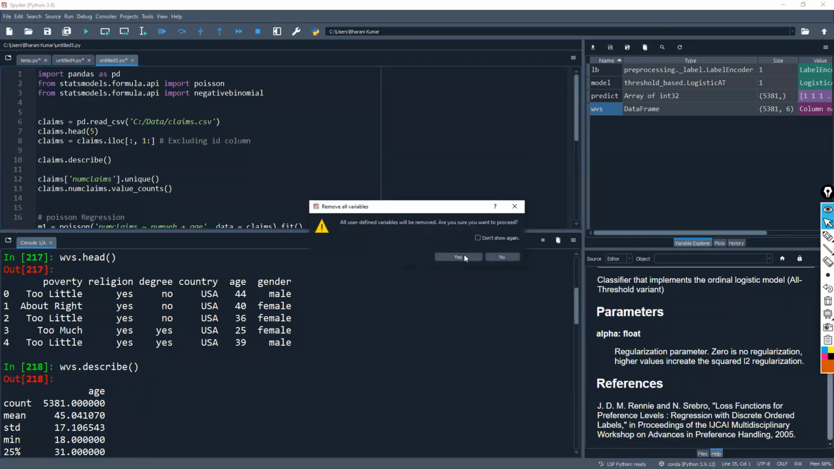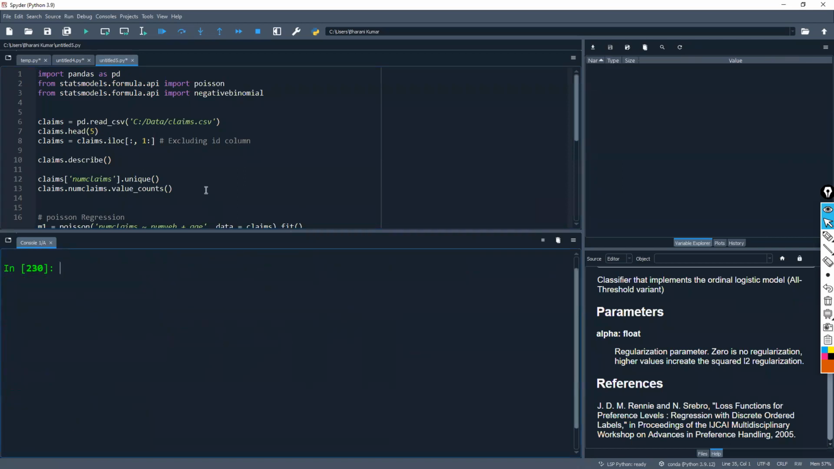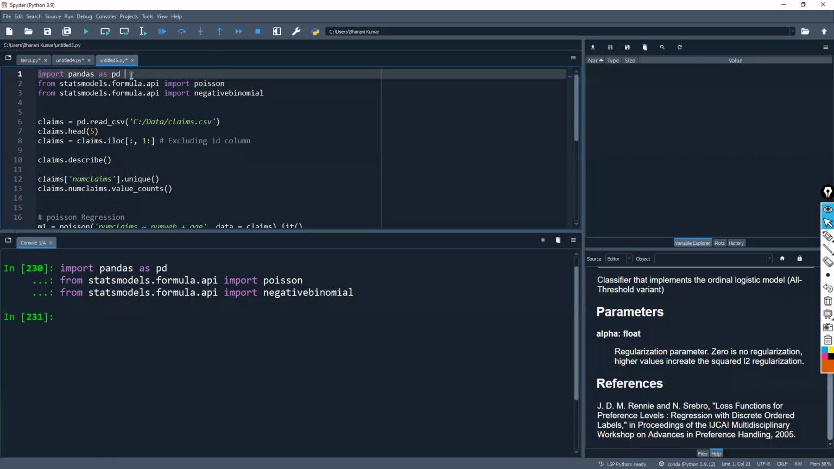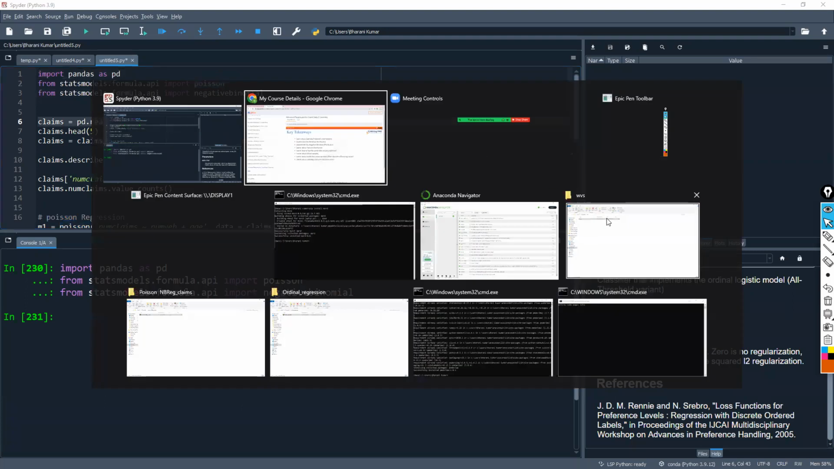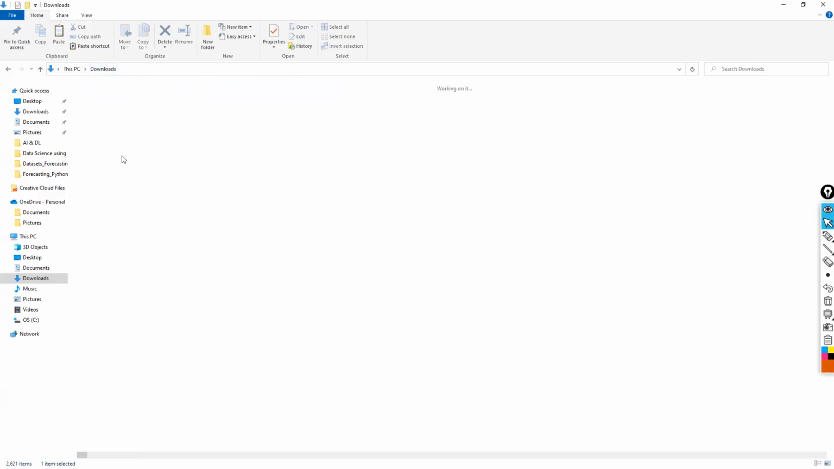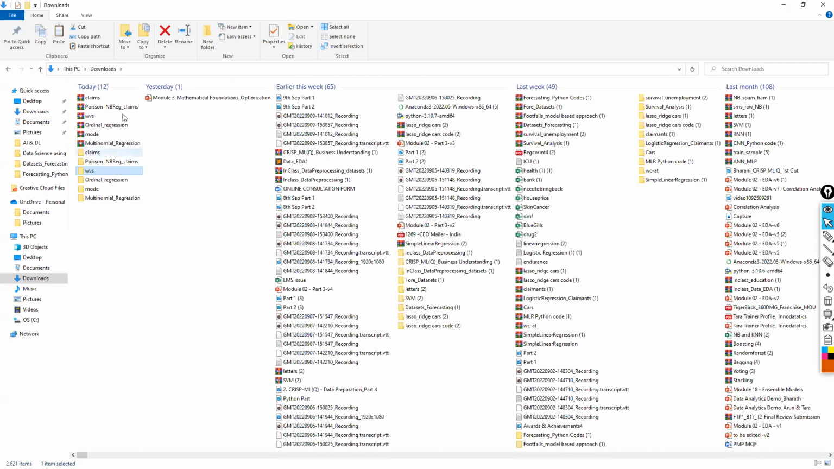So I'll remove everything which is available here. Take Control L. So we are importing various libraries in which we have pandas, we are importing Poisson, and we are importing negative binomial. Let's take the number of claims.